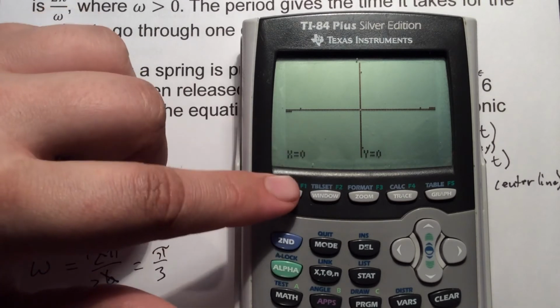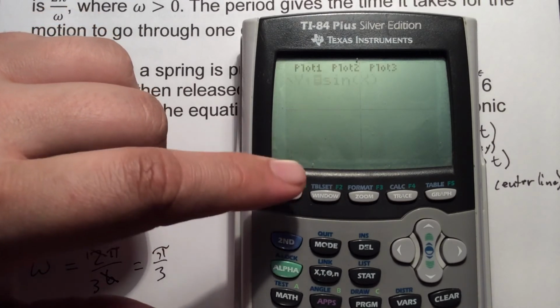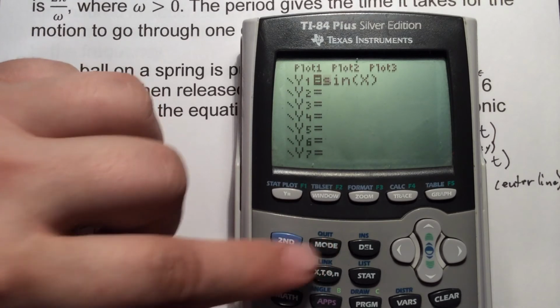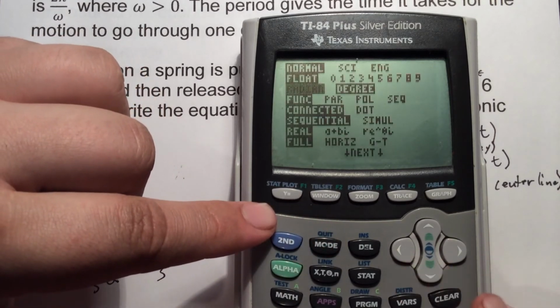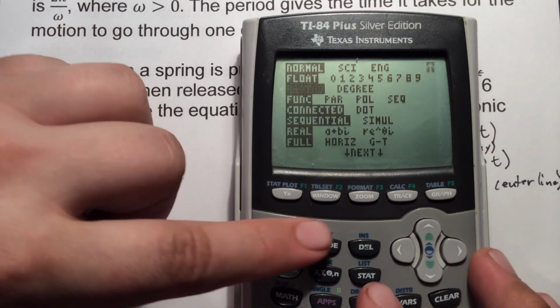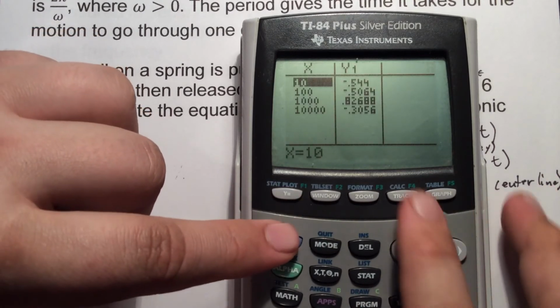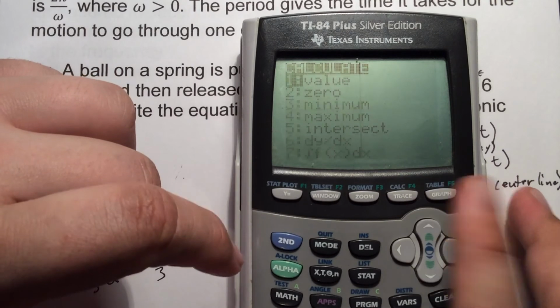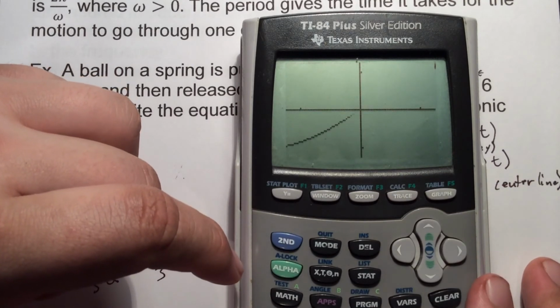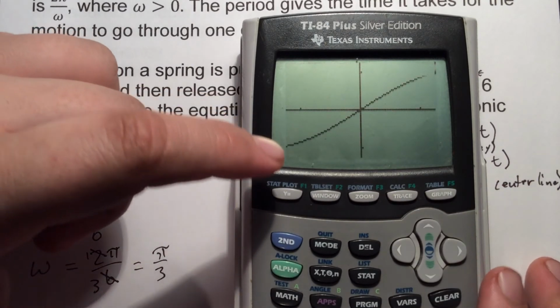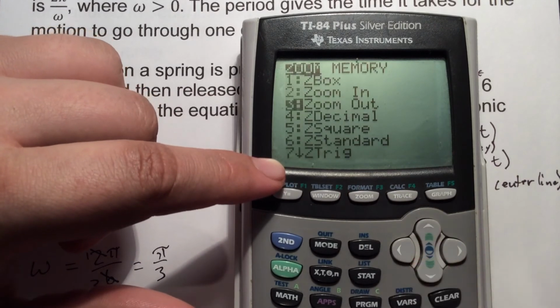All right, why are you not working? Let me go for sine x. All right, let me switch it over to radians. That might help. There. Okay, now I'm too close. Okay, sorry guys.